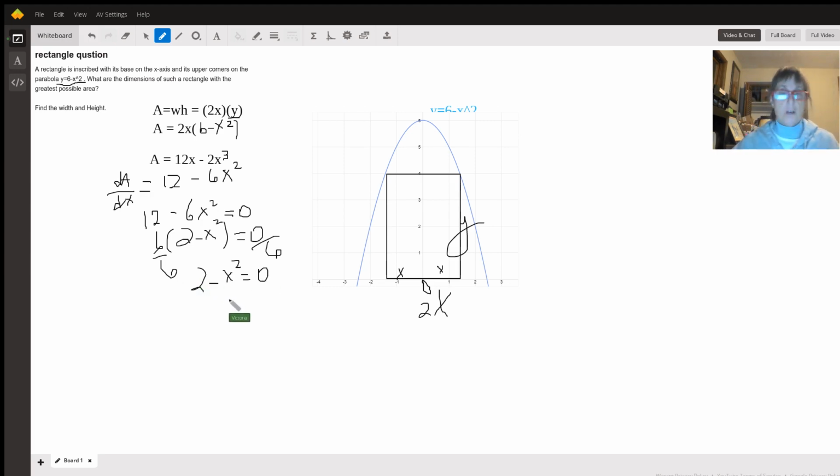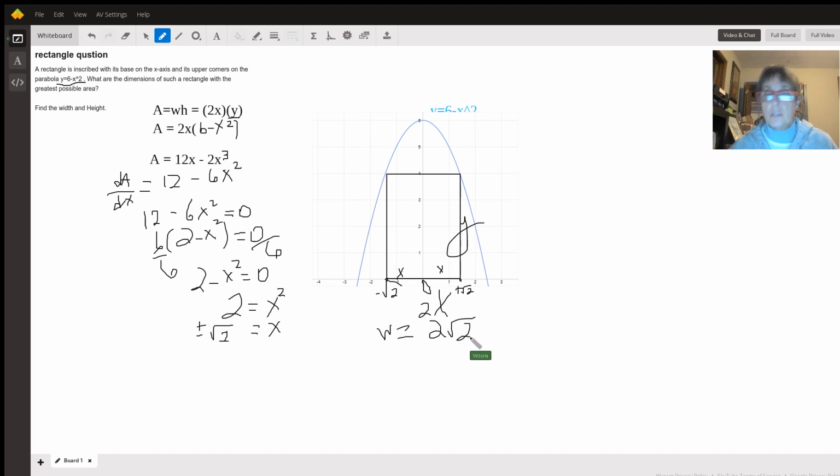So I'm going to put x on the other side, and I'm going to take the square root of both sides and get that x is plus and minus the square root of 2. So that means that this spot right here must be the positive square root of 2, and that this spot right here must be the negative square root of 2. So altogether, this width is 2 times the square root of 2. So there's one of your answers.